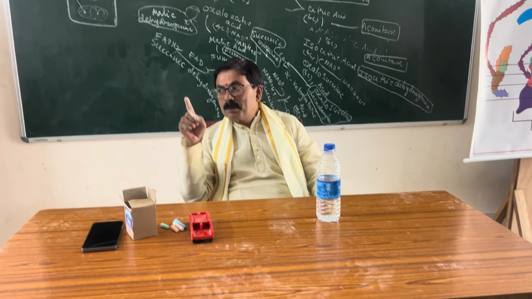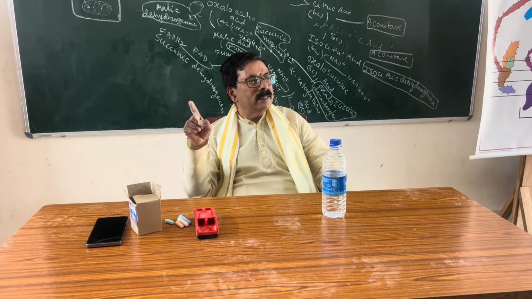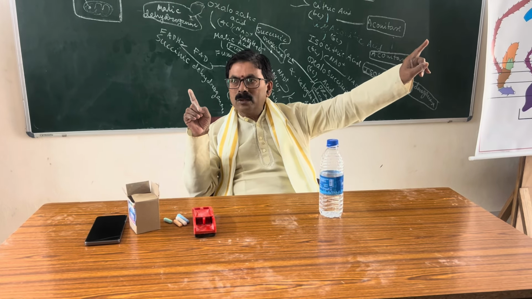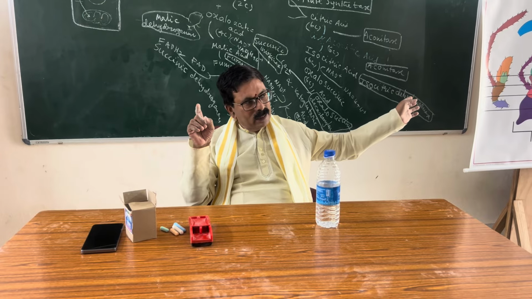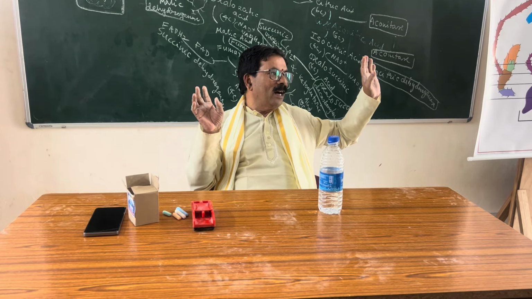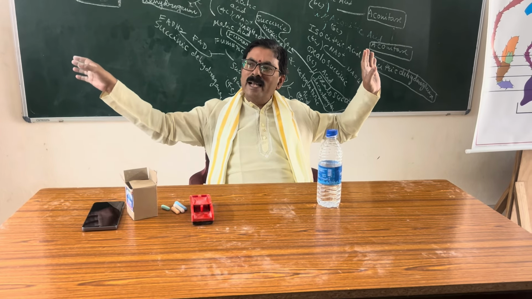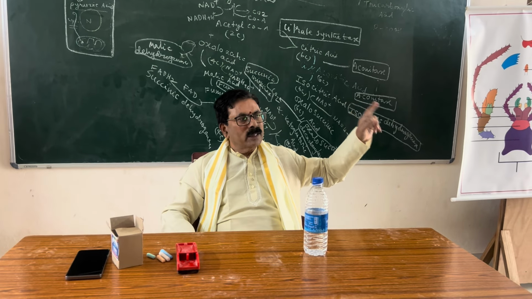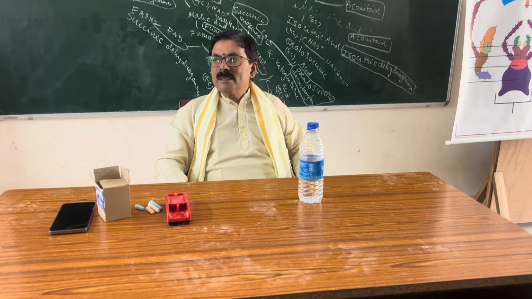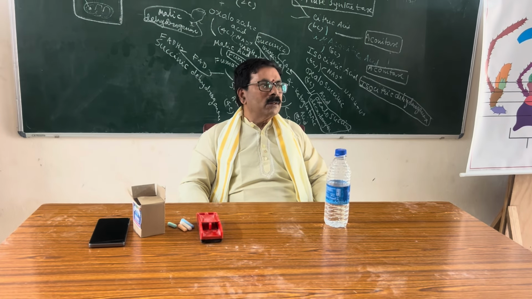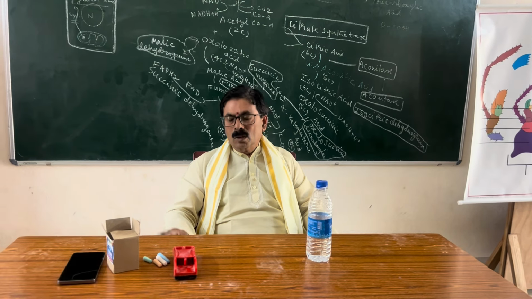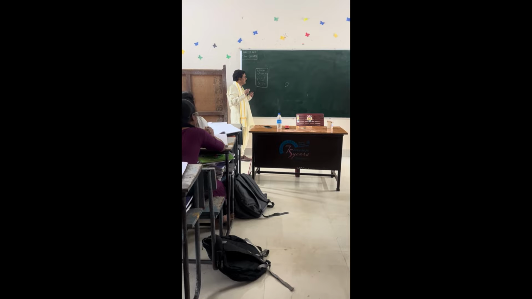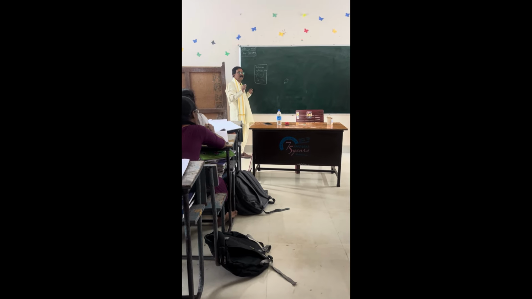Succinic acid, in the presence of succinic dehydrogenase, loses 2 hydrogens. How many hydrogens? 2 hydrogens. They will react with FAD, not NAD. In all the remaining reactions, NAD+ reacts with the removed hydrogens, but here it is FAD, so FADH2 is formed. Now, succinic acid is converted into fumaric acid in the presence of the enzyme fumarase. Fumaric acid is converted into malic acid. Now, let us see what happens in the Krebs cycle.